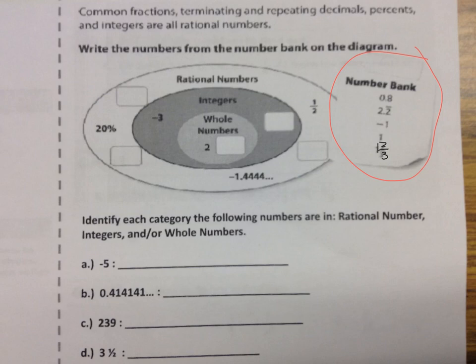We could put 0.8. We could put 2.2 with a bar over it. We could put -1. We could also add some other ones as well. We can add 0. We don't have a mixed number, so we can add 1 and 2/3. Basically any number that you know, negative or positive, fraction or decimal, can be a rational number.